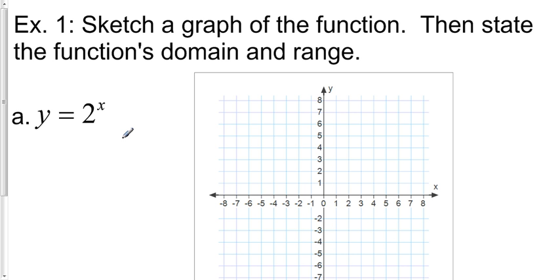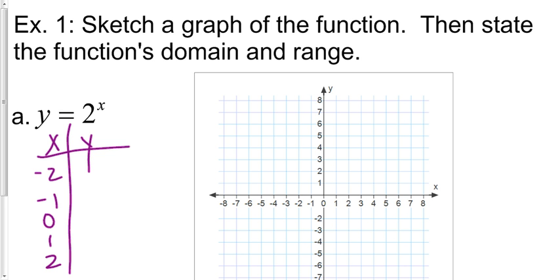So let's sketch the graph of this function, and then we're going to state the function's domain and range. You can definitely type this into your graphing calculator, but I'm going to show you how to graph it by hand using a table of x and y values. So our function is y equals 2 to the power of x. I'm just going to pick 5 standard x values to plug in: -2, -1, 0, 1, and 2.